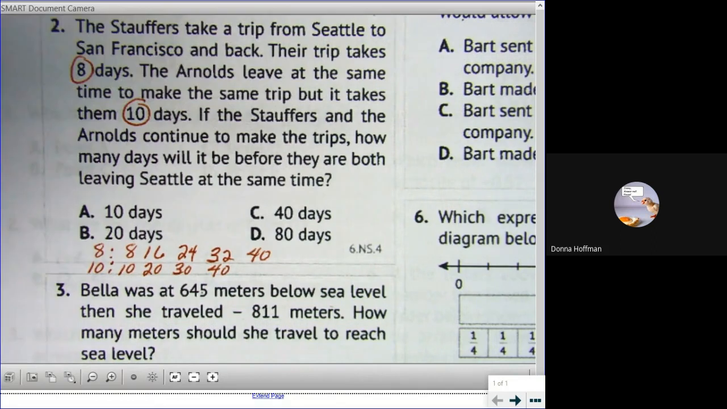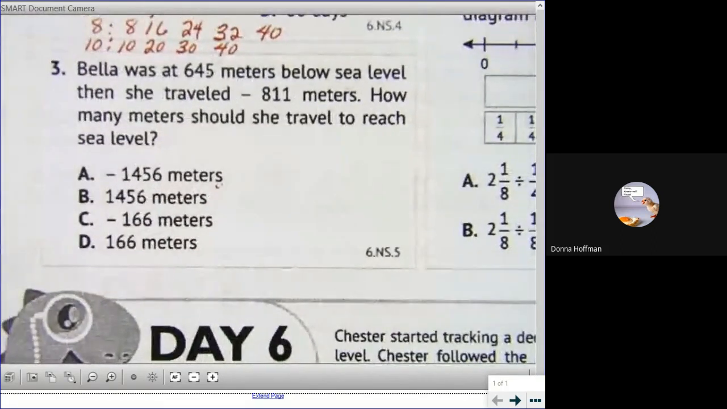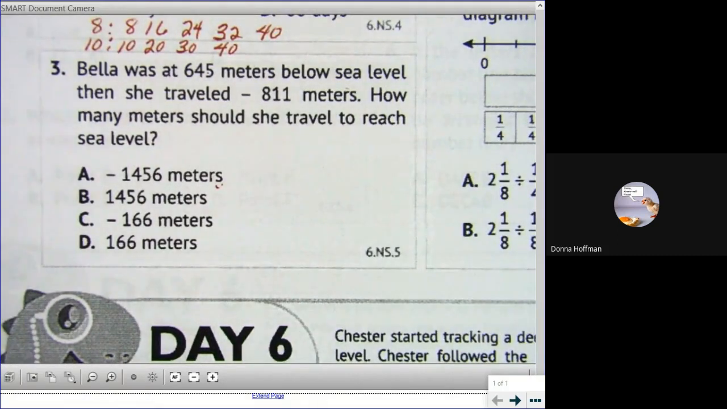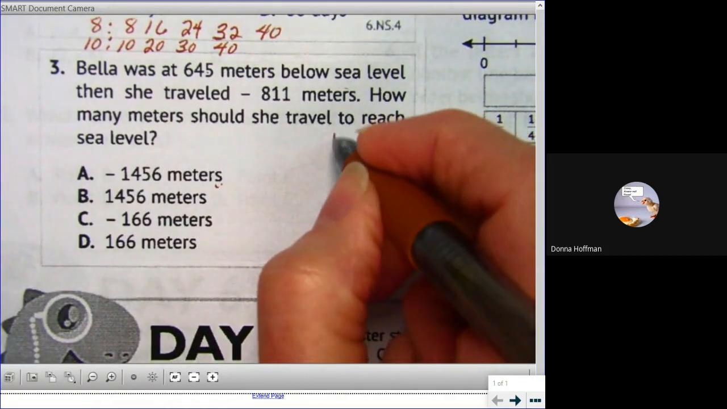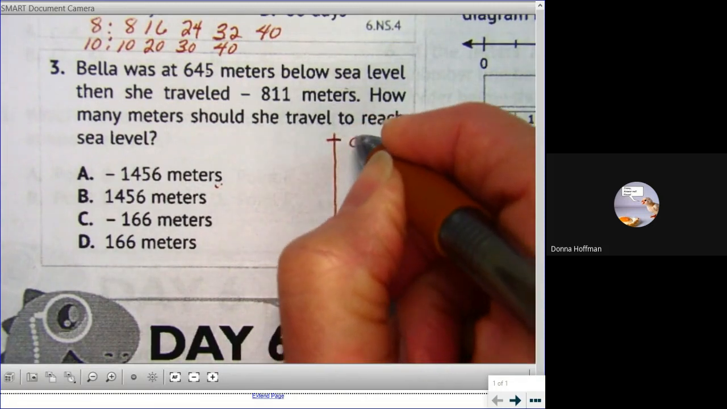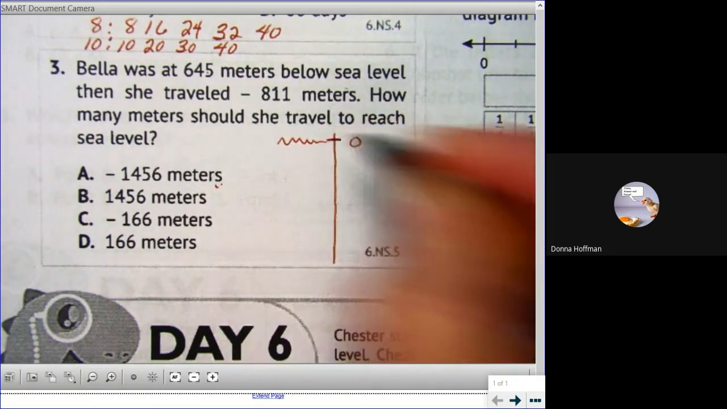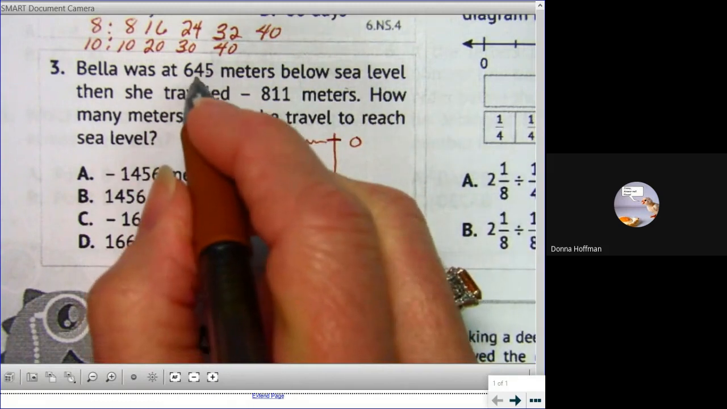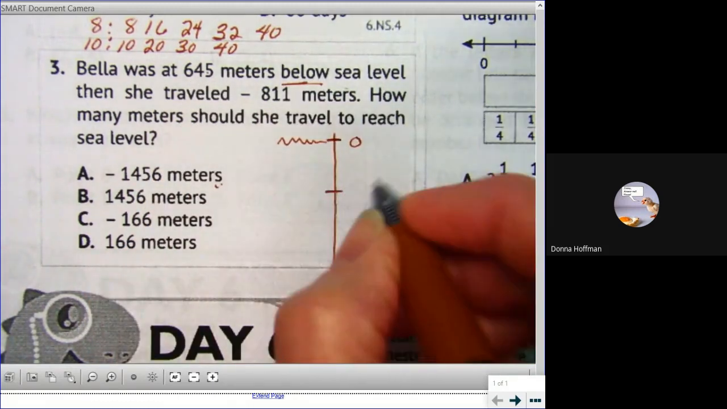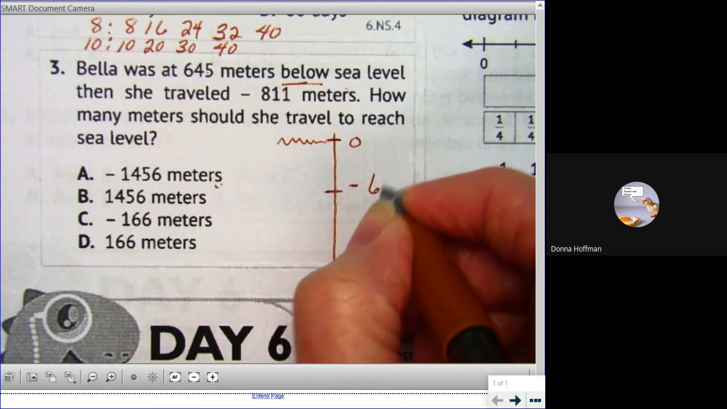Okay, and then number 3, Bella was at 645 meters below sea level. Okay, so I'm going to draw a little tiny picture here so you can see what Bella is doing. Bella is below sea level. Okay, this is 0, and that's my sea level. And she is 645 meters below. That means she is a negative 645.